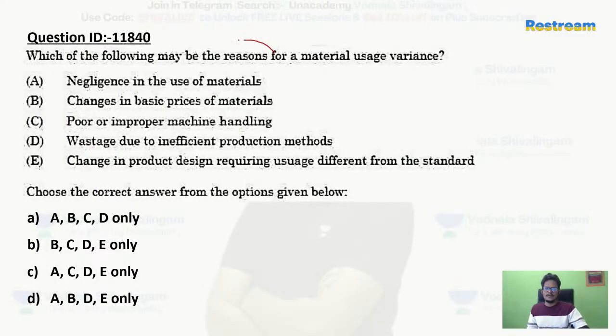Which of the following are the reasons for material usage? Usage is nothing but a quantity variance.